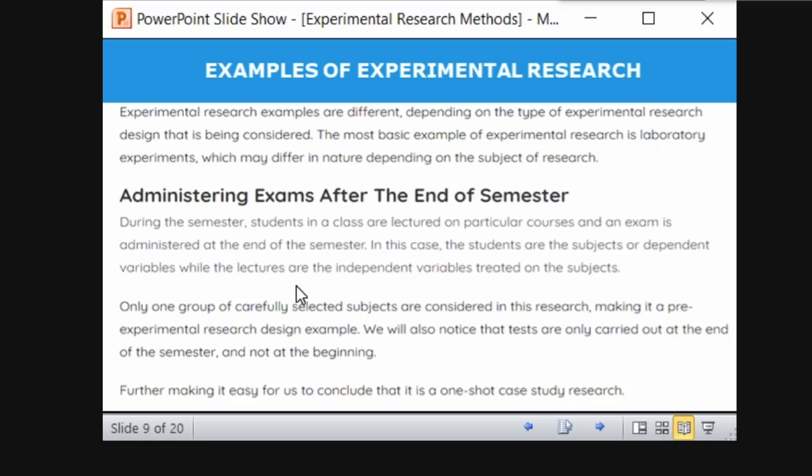We will see certain examples. The first example is administering exams after the end of the semester. That is what I was talking about. During the semester, students in a class are lectured on a particular course and an exam is administered at the end of the semester. Remember, if we are in the 3rd semester reading the course Research Methodology, the exam is administered at the end of the semester. So after the semester, we are going to conduct an exam. That is our case.